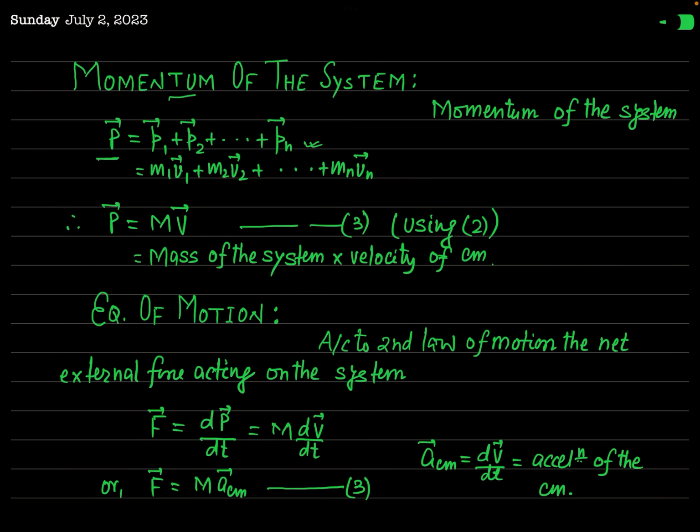But what will be P1? That will be m1 v1, P2 will be m2 v2, Pn will be mn vn. Okay, so the momentum of the system, capital P, is m1 v1 plus m2 v2 plus so on plus mn vn.